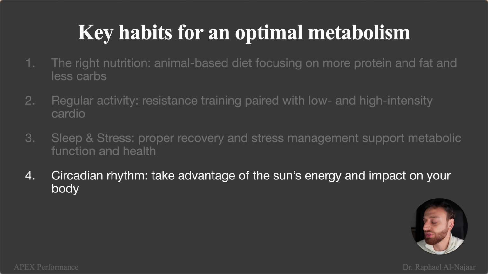And then we have the circadian rhythm. You have to take advantage of the sun's energy and impact on your body. This goes a little bit back to sleeping properly. When you make sure to go outside and get some sun in your eyes, you are setting that circadian rhythm. And that is helping you really avoid those costly mistakes of eating bad foods.